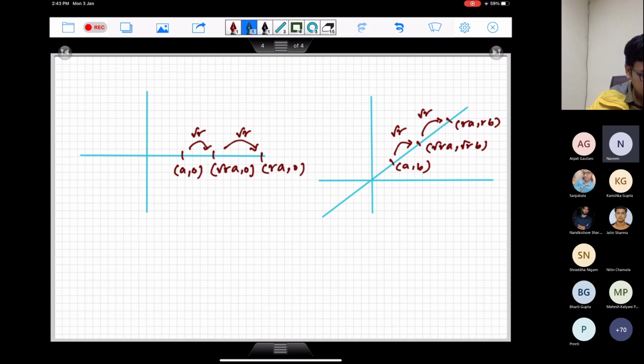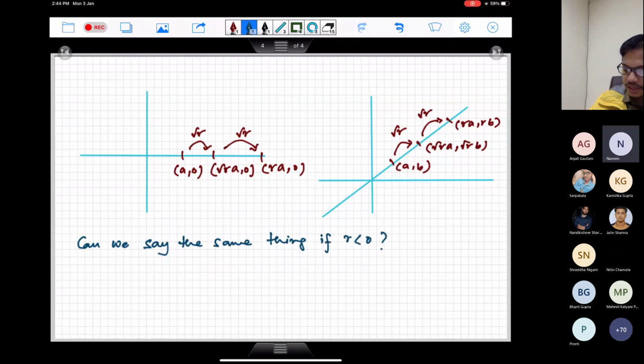Now let us try to understand whether we can do the same thing in case r is negative. If r is negative, can I visualize the operation of multiplication by r as a composition of two operations of the same type? Exactly like scaling by square root of r, of course, square root of r does not make sense if r is negative, but nevertheless, geometrically, can I visualize multiplication by a negative real number as a composition of two operations which are the same operation repeated twice? Can I do something like that?